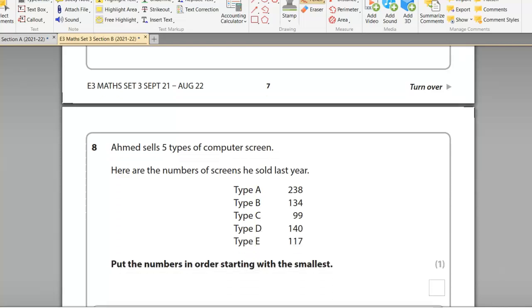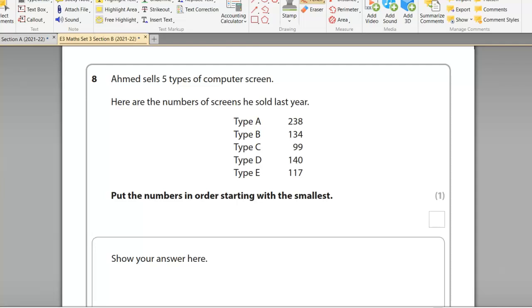Question 8. Ahmed sells 5 types of computer screen. Here are the numbers of screens he sold last year. So here, what we can see is that last year, for example, he sold 238 screens of type A. He sold 134 type B screens, 99 of type C, and so on. Put the numbers in order starting with the smallest.